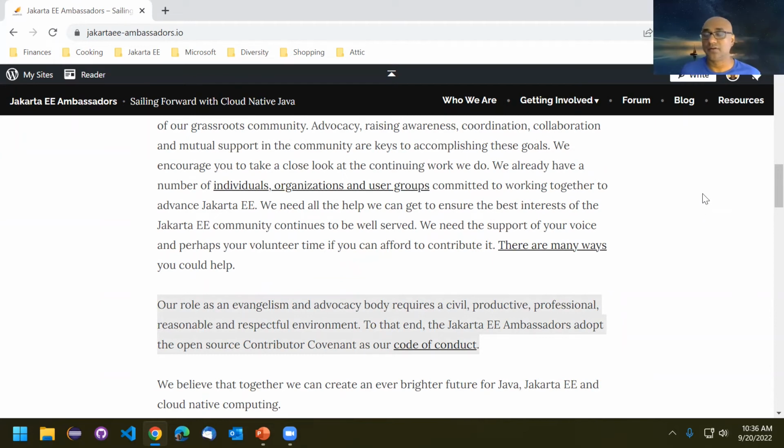We have an objective of creating a healthy environment where everybody can talk, in their free time, about how to advance Jakarta EE, and we aim to be a professional, civil, and respectable environment. And by the way, you should be reading our code of conduct. Okay, so it's very prominently placed.